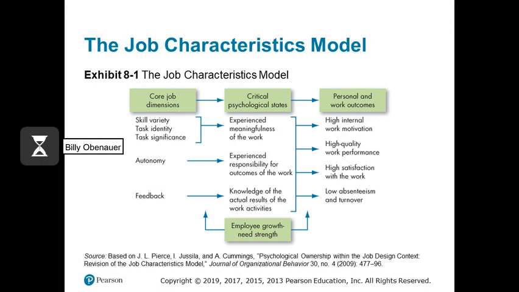When we think about factors in jobs that help to influence motivation, people often look at something called the job characteristics model. Now, JCM basically says that there's 5 components to jobs that help to influence motivation. The first of these components is skill variety. So, what skill variety refers to is how many different skills people use within their jobs.